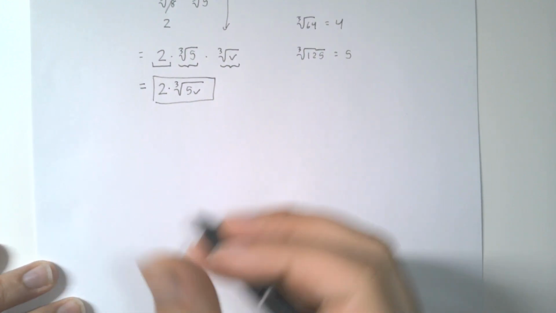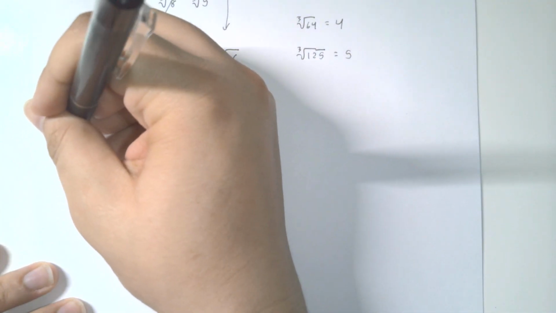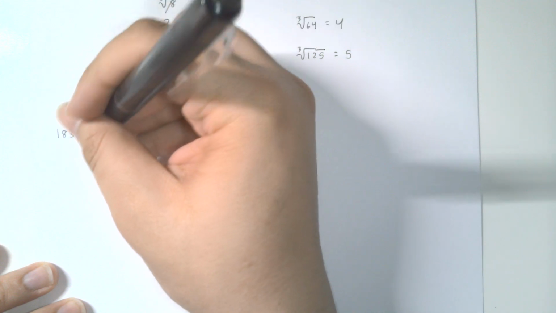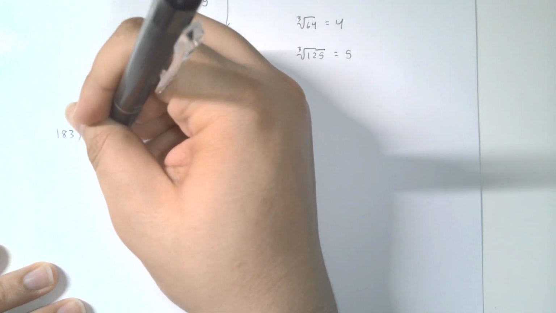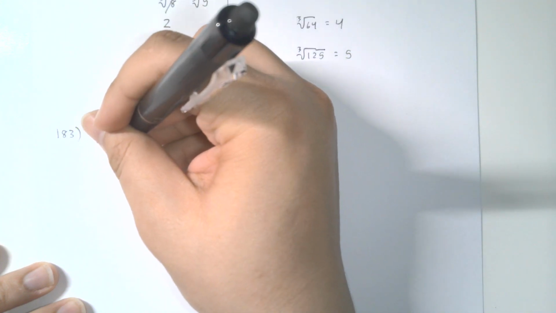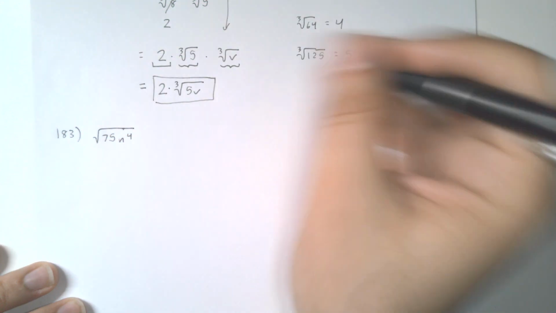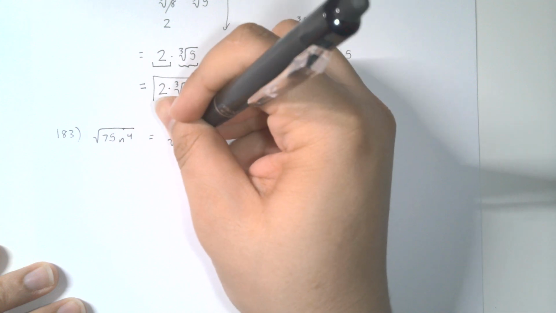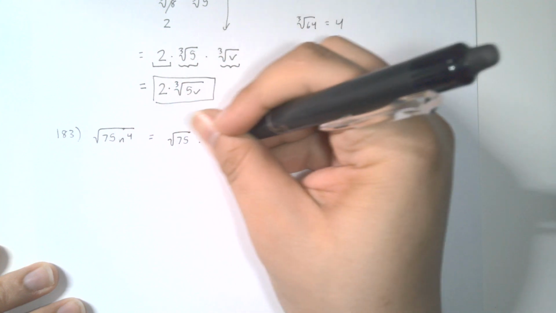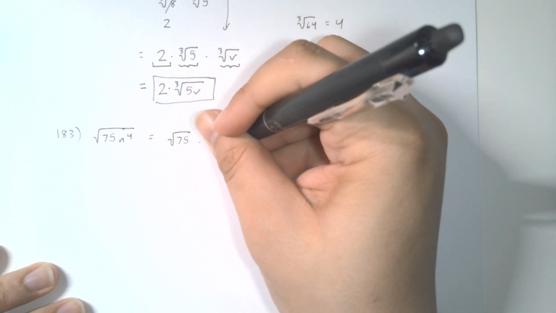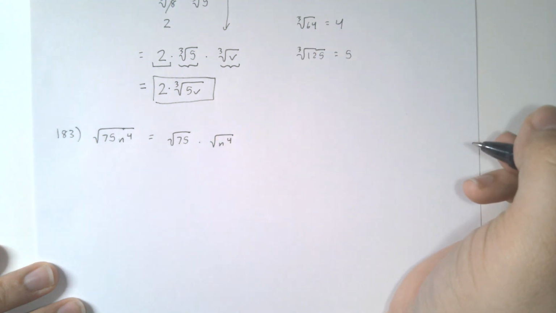Let's try out number 183. For number 183, we have the square root of 75 n to the 4th. And first, we want to separate this as the square root of 75 times the square root of n to the 4th.